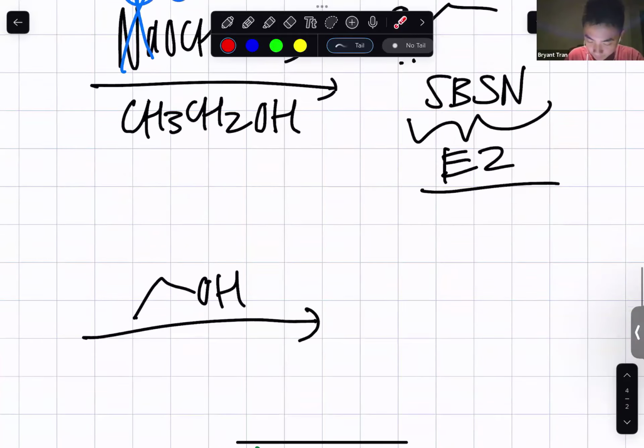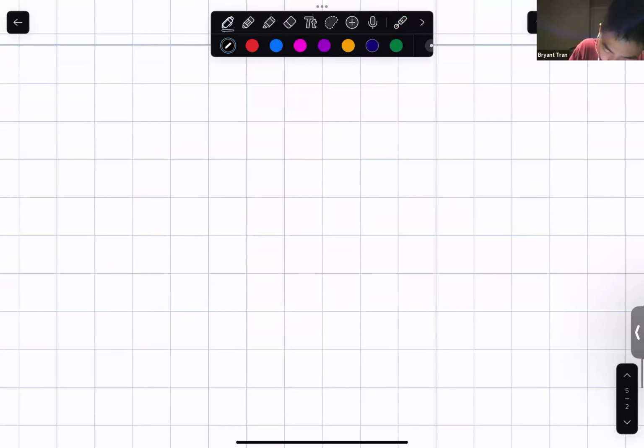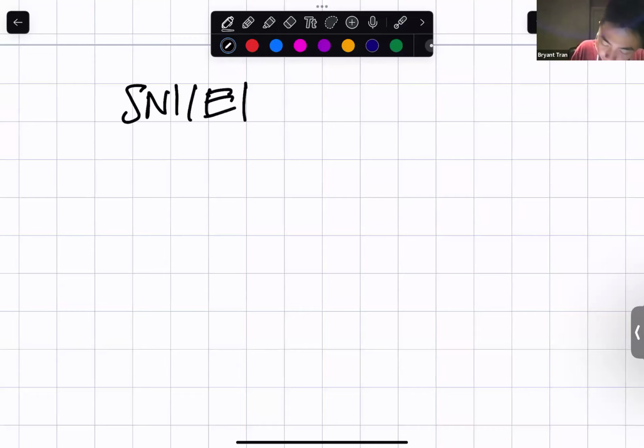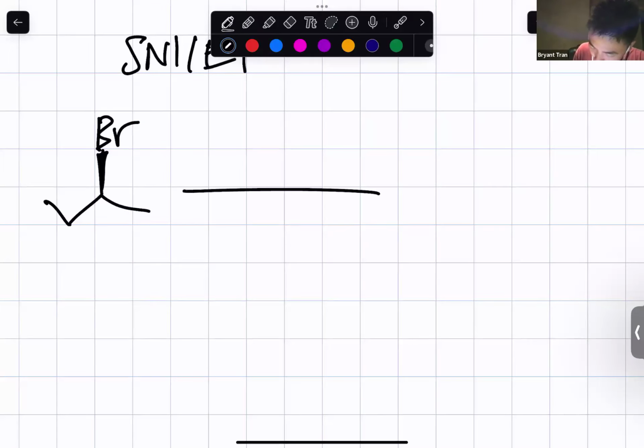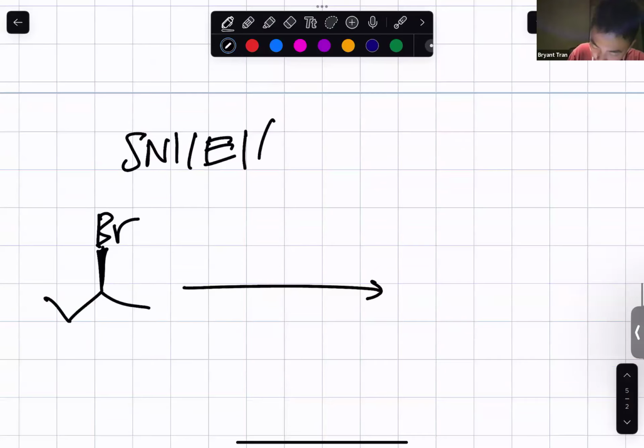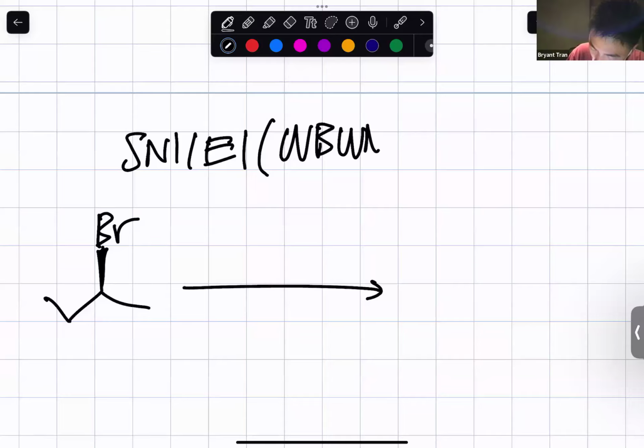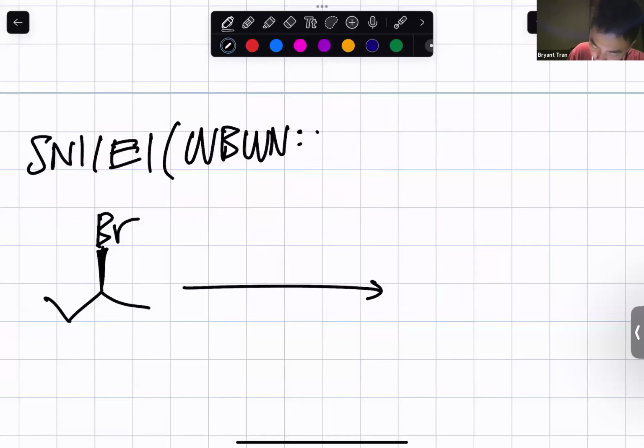So now let's go over SN1/E1 type reactions. They always go together. Let's say we have this haloalkane right here, which is a secondary substrate, and we react it with a weak base, weak nucleophile. There are only three of them that I want you to know. Two of them are the most common for SN1/E1: water and alcohol. You could also see carboxylic acid as well.